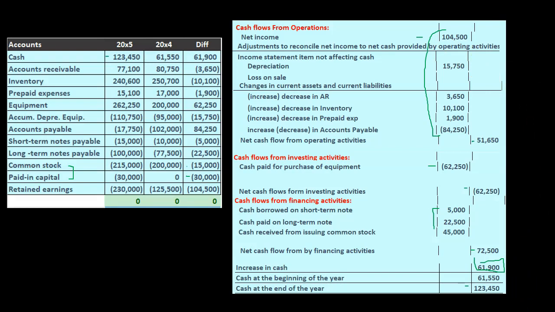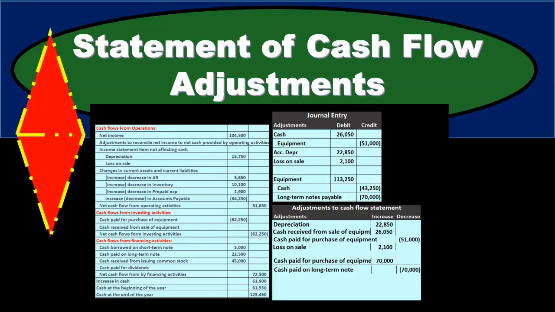In this presentation, we will continue on with our statement of cash flows. We're now going to enter the final adjustments that we will need to finalize the statement of cash flows to bring those last few numbers to the correct balances.